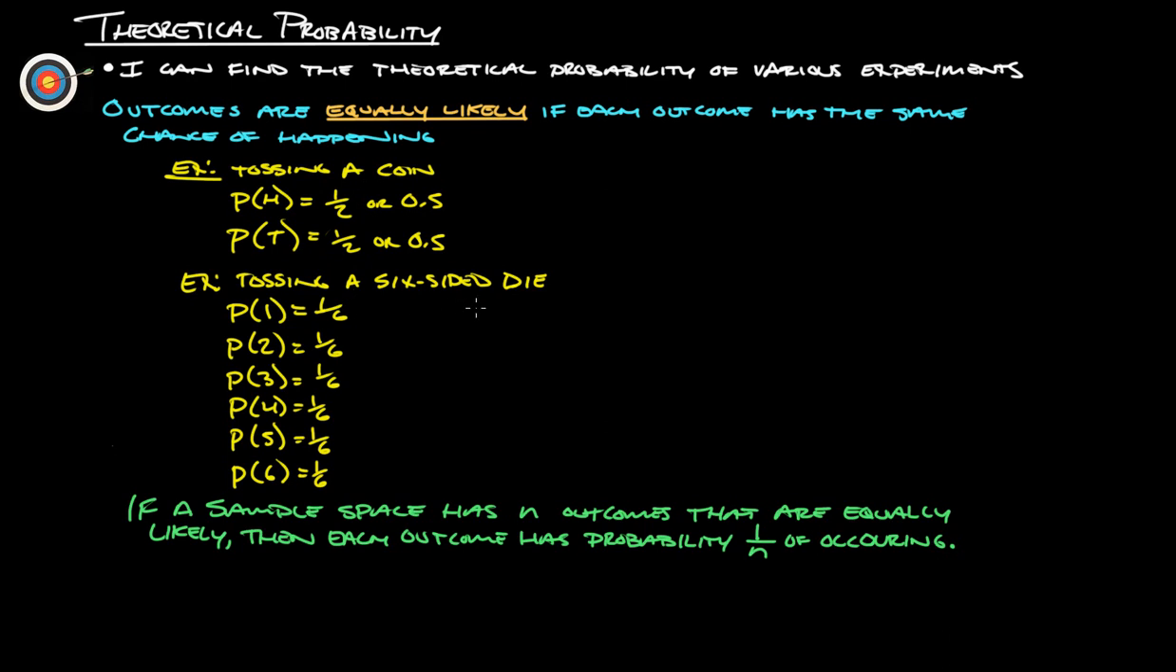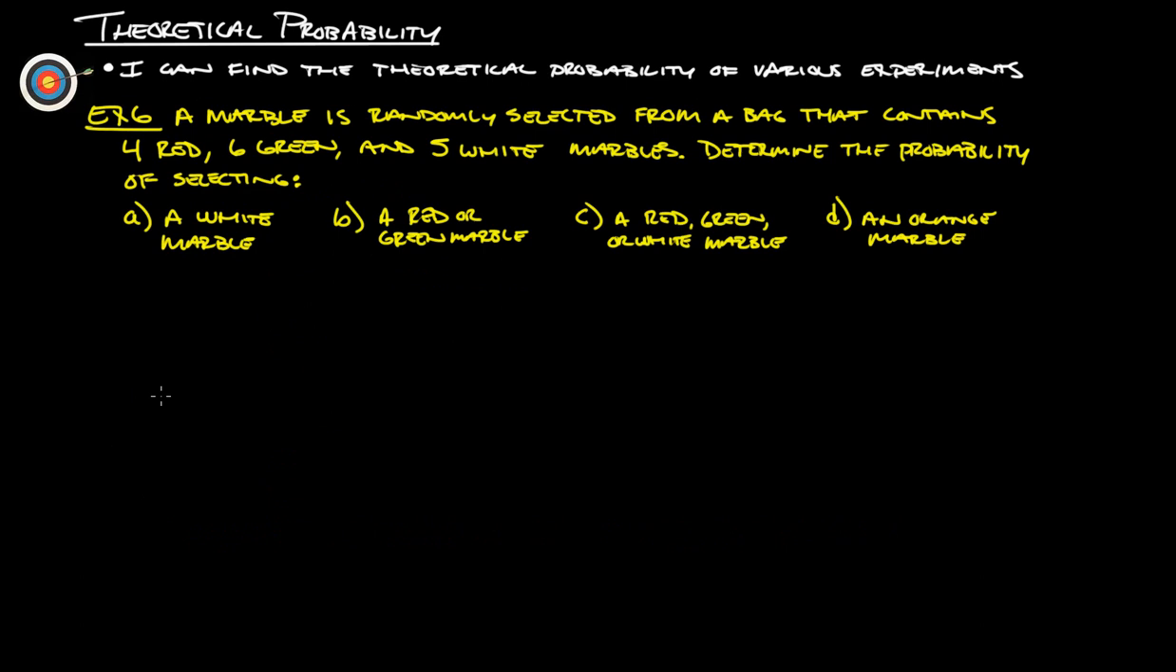Another example is tossing a six-sided die. Probability of getting a 1 is 1 out of 6. Probability of getting a 2 is 1 out of 6. And so forth and so on. So if a sample space has n outcomes that are equally likely, then each outcome has a probability of 1 over n of occurring. Using the dice example, there are 6 sides. Since they're all equally likely, it's going to be a 1 out of 6 chance that you'll roll any one of those numbers. If it's a 10-sided die, it's going to be 1 out of 10 for each one of the different numbers.